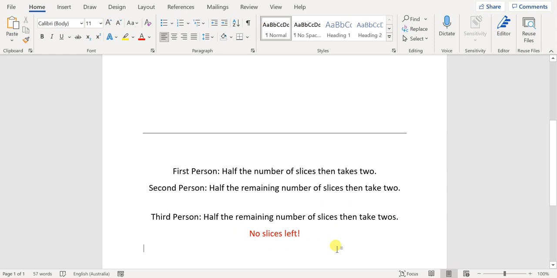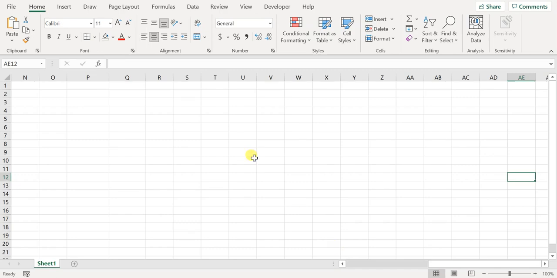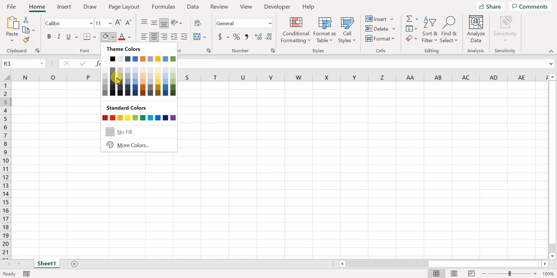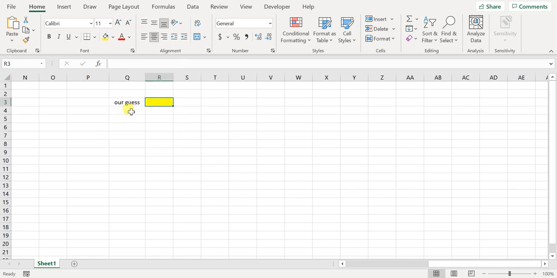So I'm going to show you how you can use Excel to possibly figure something like this out, as well as coming up with a more logical approach, because this obviously is mathematically based, but it's not really that tricky. So we can have a part here where we're saying our guess, and we'll highlight it yellow to show that this is where we're going to be guessing what the number is.